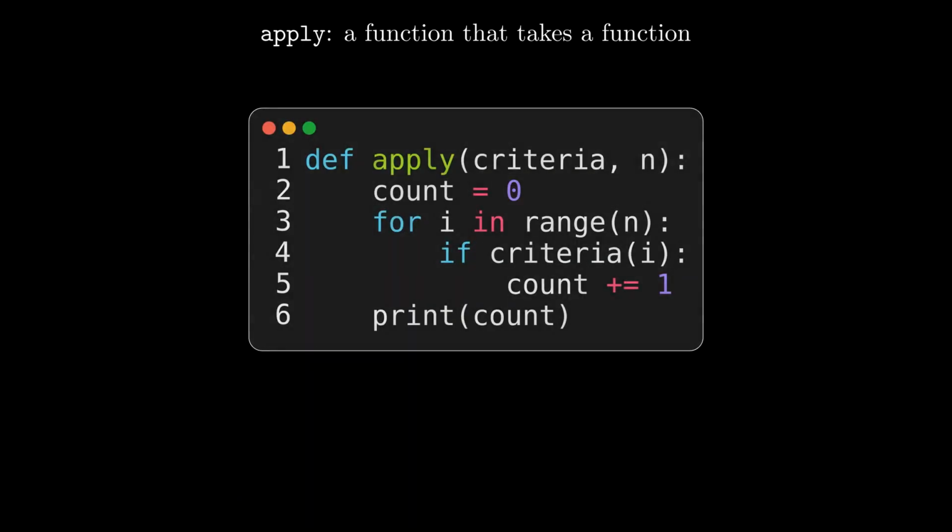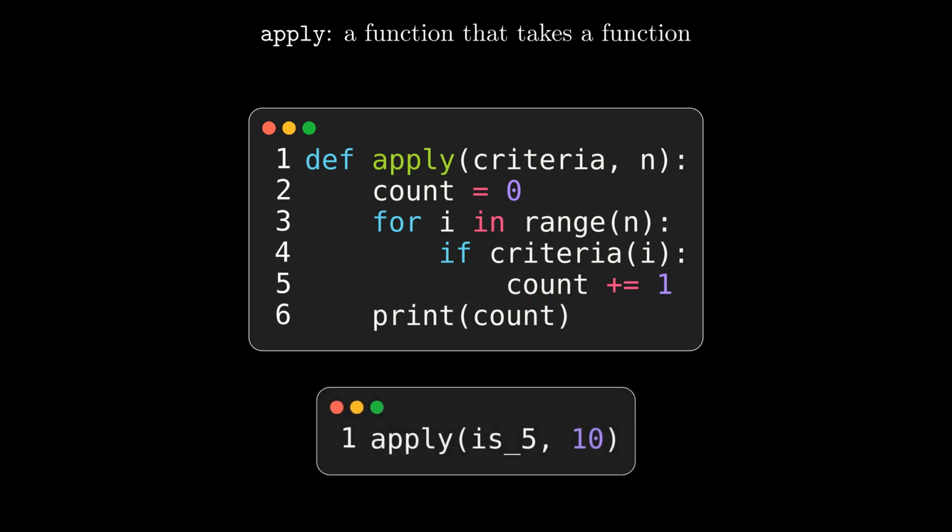Recall the function we built last time, called apply. What made it unusual was its first parameter. That parameter, criteria, is itself a function. This works because in Python, functions are just objects. Anywhere you can use an integer or a float, you can also use a function, including passing one as an argument. Inside apply, we treat criteria as a function that takes a number and returns a boolean. So we loop over each i, call criteria of i, and use that boolean directly as the condition of an if statement, counting how many values pass. When we call apply, the first argument is a function and the second is an integer.